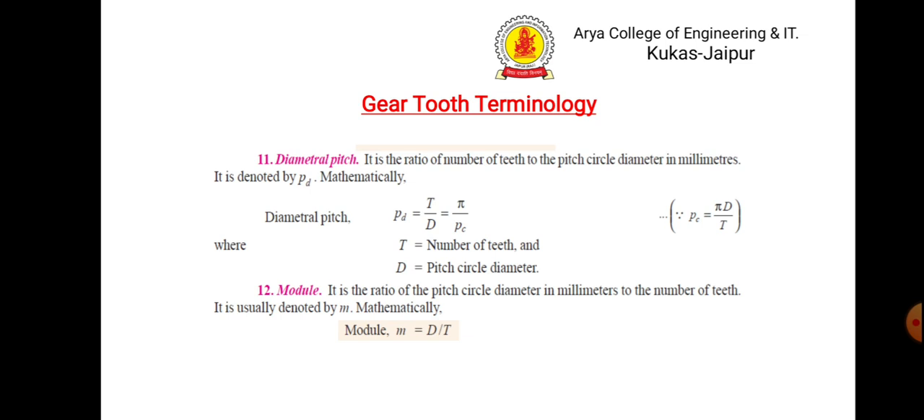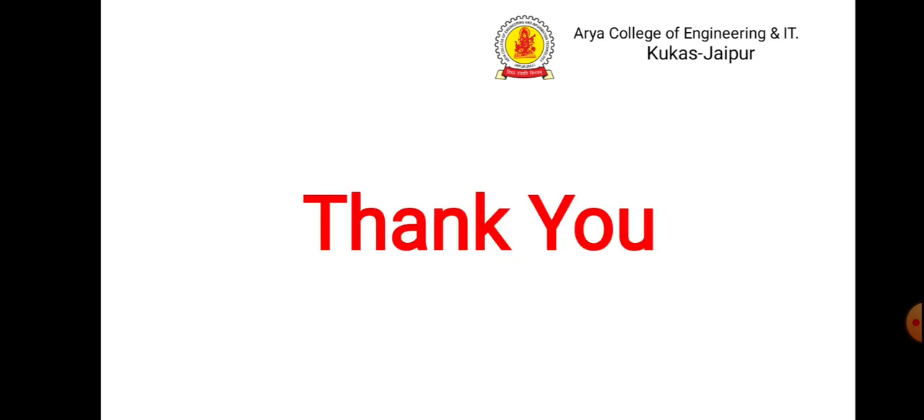Then two more things. One is diametral pitch. So it is the ratio of number of teeth to the pitch circle diameter, that is T by D. I can also write PD as pi upon PC, because PC equals pi D by T. And module, it is the reciprocal of the diametral pitch. So it is the ratio of the pitch circle diameter in millimeter to the number of teeth, and it is usually denoted by small m. So mathematically I can say small m equals d by t. So that's all regarding this slide. Thank you.